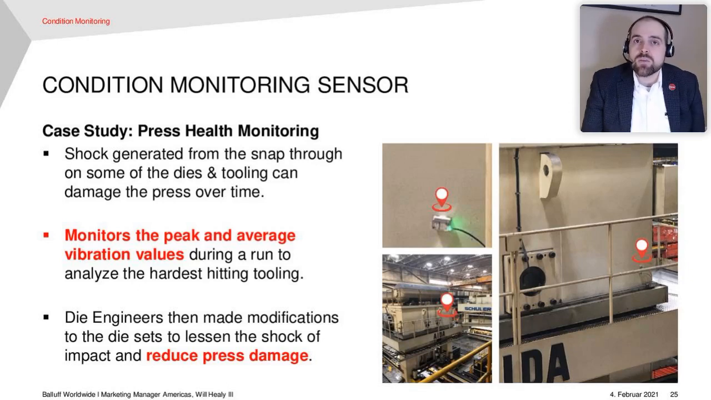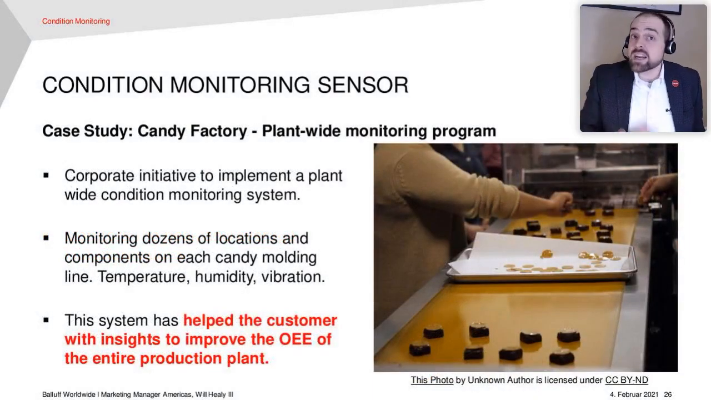By identifying those tools that were causing the hardest hits, they then gave that information to the die engineers, and they were able to make modifications to the die sets to lessen the shock and reduce damage to the press over time. Really powerfully simple implementation for them to just monitor those peak and average values. Tied to the tool sets that were loaded, they could actually see which tool sets were causing certain amounts of vibration damage. So really powerful.